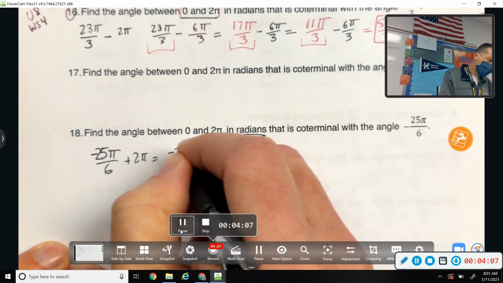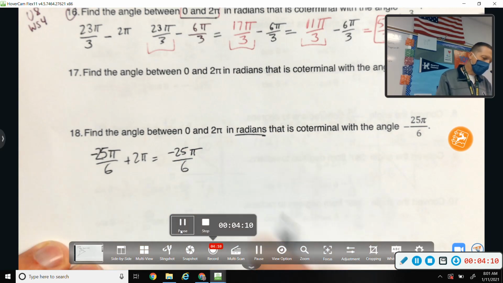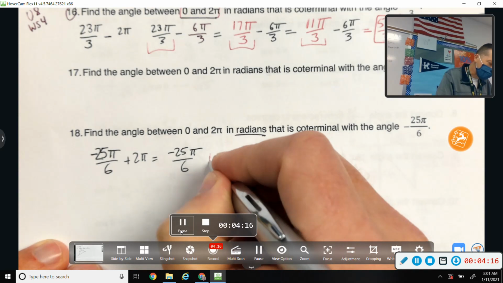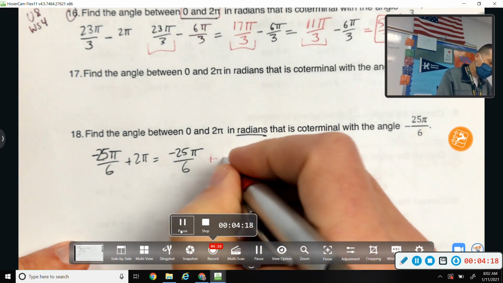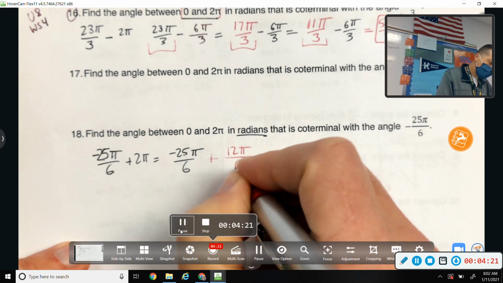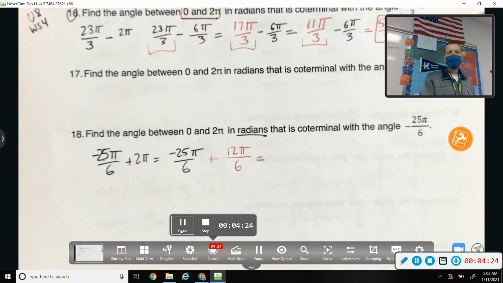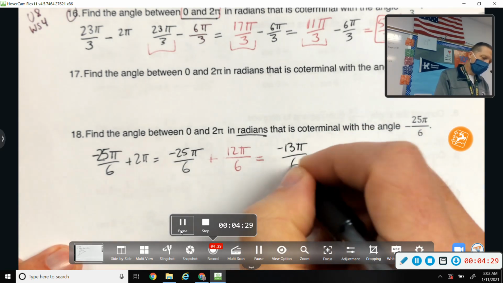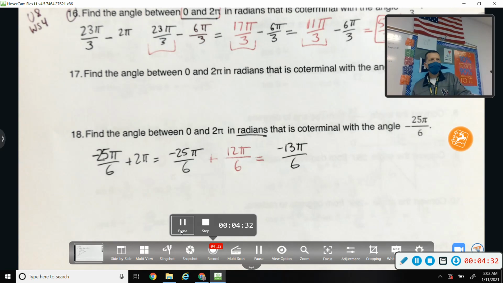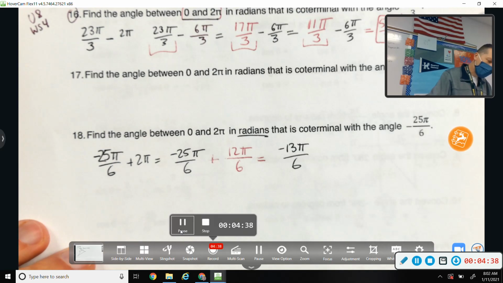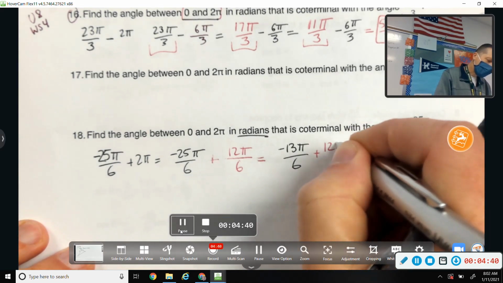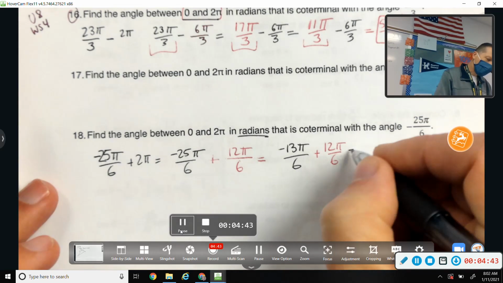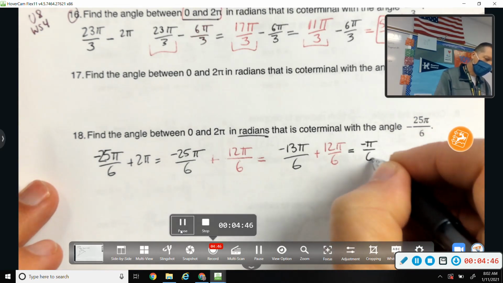Although, be careful. When adding 2 pi, you're not going to say that that answer is negative 23, right? You're going to get a common denominator, I hope. So negative 25 plus 12 pi over 6 would be negative 13 pi over 6. Is that between 0 and 2 pi? No, it's negative, so let's keep adding until we get there. So plus 2 pi again gets us negative pi over 6.